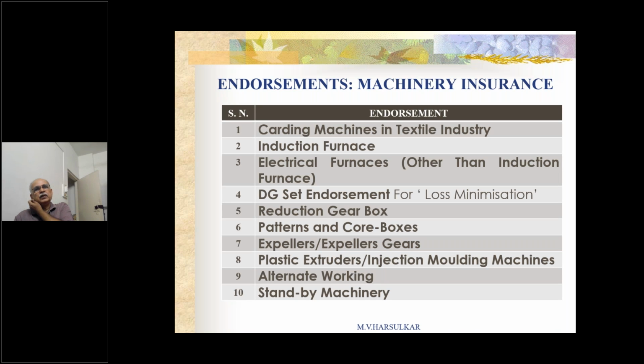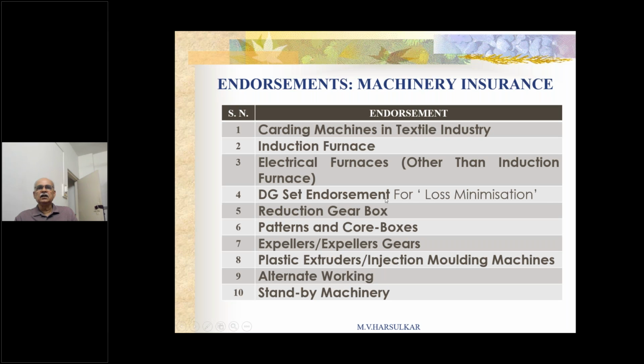This is the list of endorsements for the machinery insurance policy. Carding machines in the textile industry: if a carding machine is covered under machinery breakdown, this endorsement has to be attached. Induction furnace and electrical furnace: there are 2 different endorsements. If an induction furnace is covered, then that endorsement applies. For an electrical furnace other than an induction furnace, there is this endorsement.